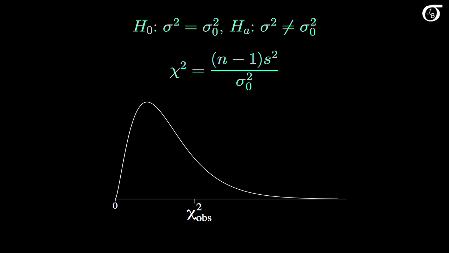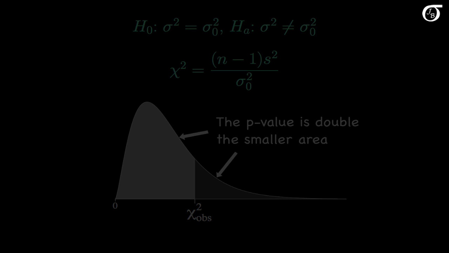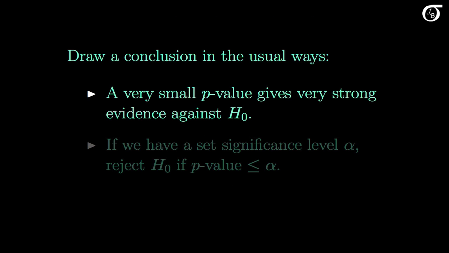We're going to do something very similar to what we did in t-tests for the mean. We take the area to the left of the observed value of the test statistic, or the area to the right of the observed value of the test statistic, whichever is smaller, and double it. Once we have the p-value, we will draw a conclusion in the usual ways.